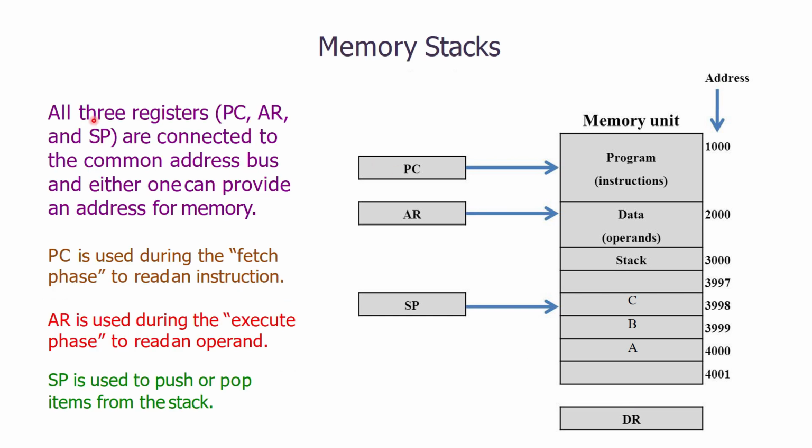Now all three registers PC, AR and SP are connected to a common address bus, and either one can provide an address for memory. Now PC is used during the fetch phase, AR is used during the execution phase, and SP is used during the push or pop of items from the stack.